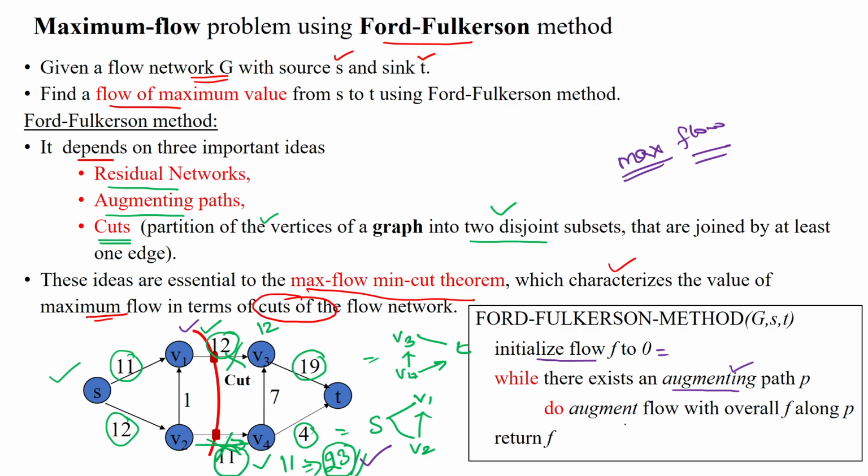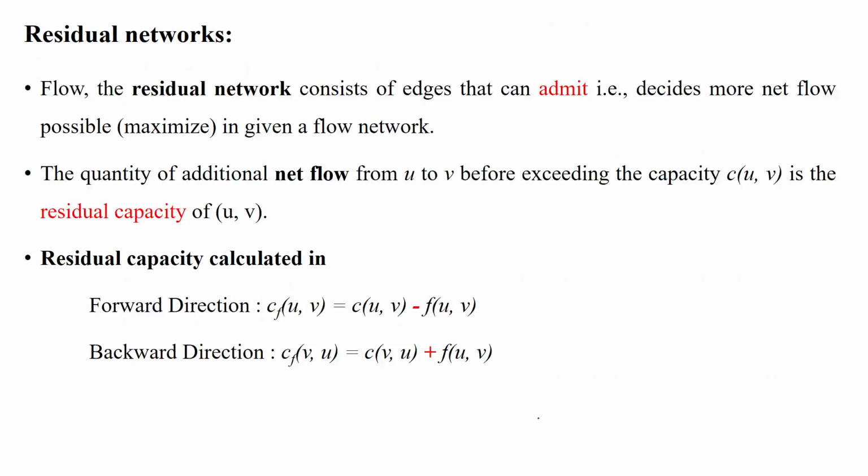If that augmenting path is available, then we have to add that current augmenting path flow to the overall flow. Here the overall flow as of now is 0, then the flow we find here is calculated as that initial flow plus the current augmented flow. So we have to keep doing this until no path exists from the source to the destination.